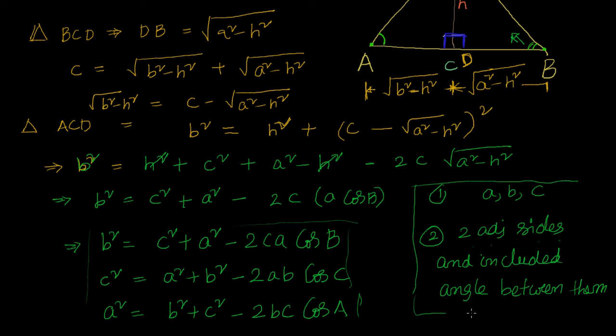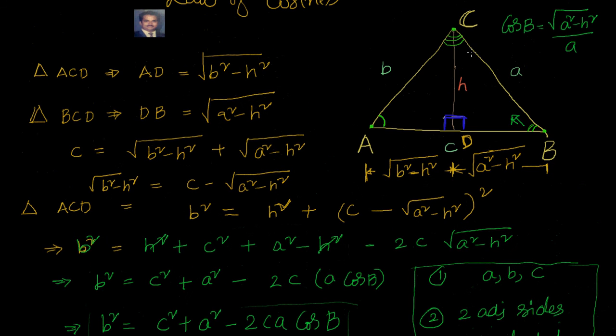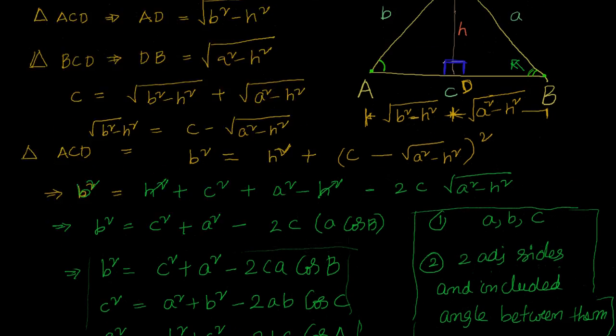One, when all the side lengths are given to you, that means you know a, b, c. And another thing is two adjacent sides, like you know b and c, you know cos a, or you know c and a, you know cos b, or you know a, b and cos c. Okay, this is the law of cosines we have derived. Let me just summarize that before we close.